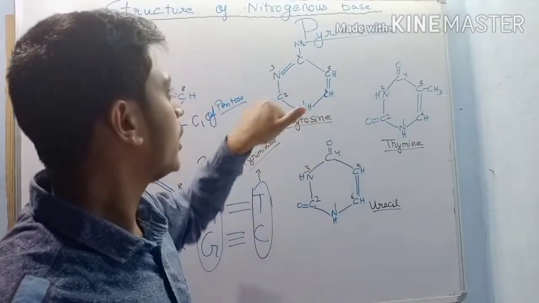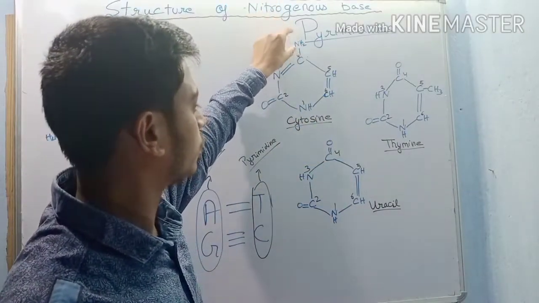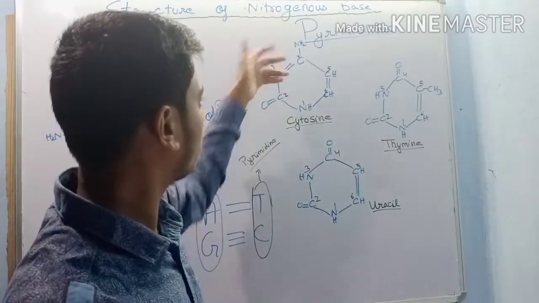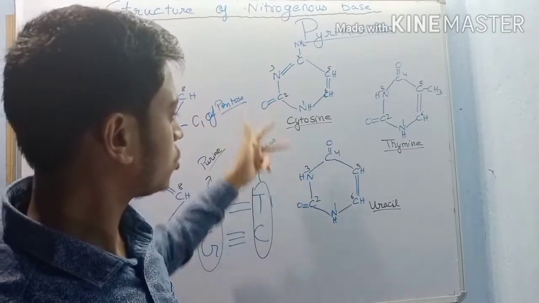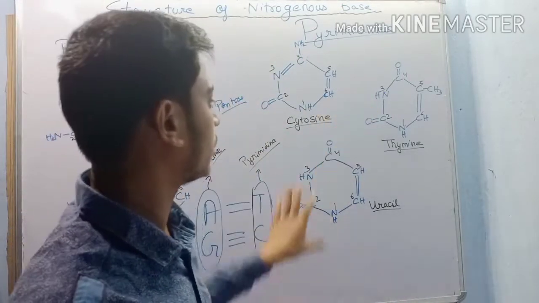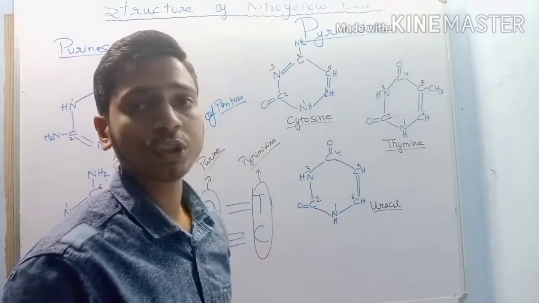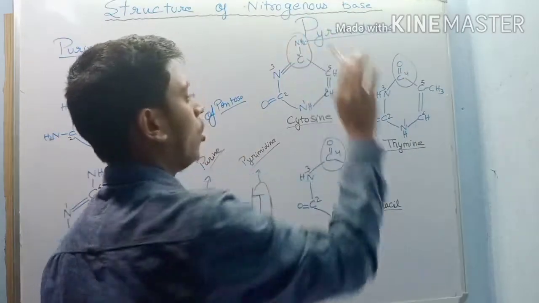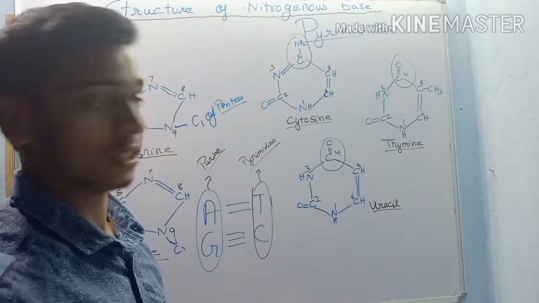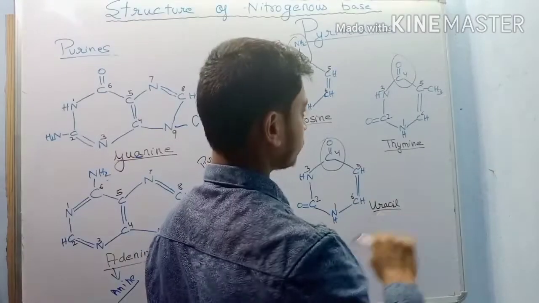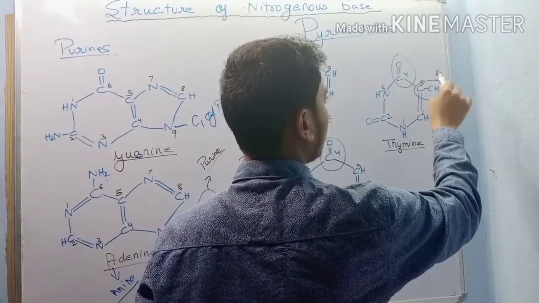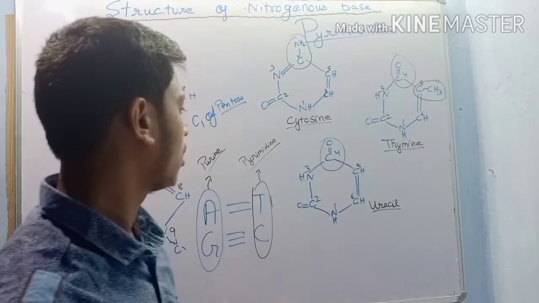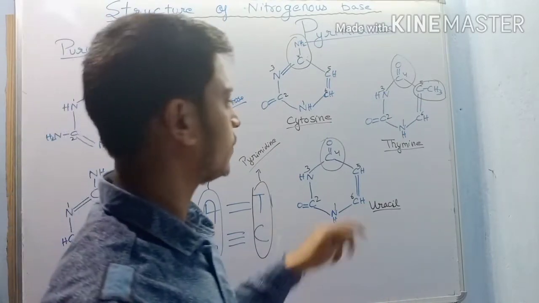Next, what you have to remember? Here you have to remember the amine group in the head position. Here the amine group is present, and here double bond O, and here also double bond O, it is similar. Only the head position you have to remember, that's it. And all other things are basically similar, not exactly similar, but here you can see that in thymine, a methyl group CH3 is present in the fifth position, and all other things are similar. So it is very easy to remember.